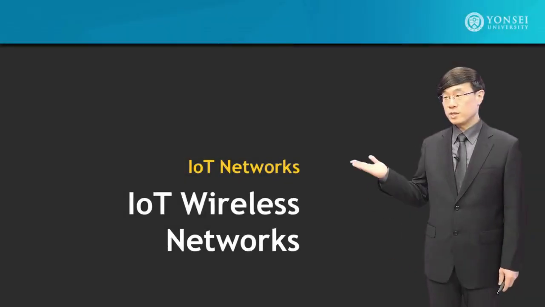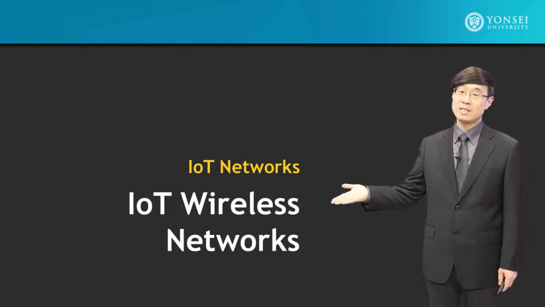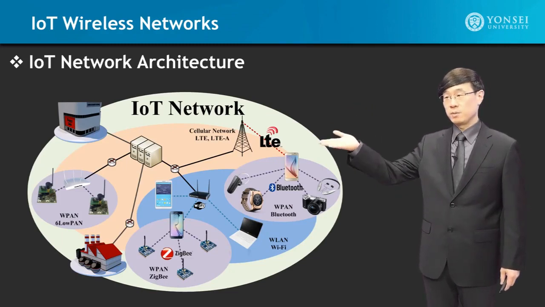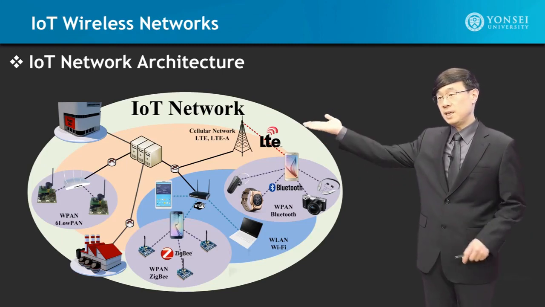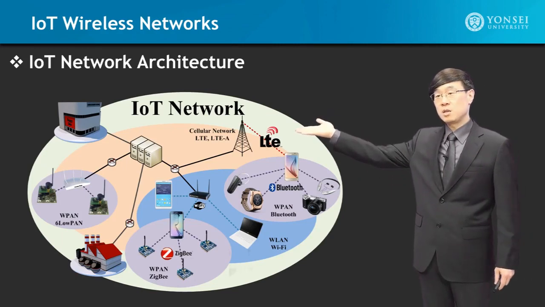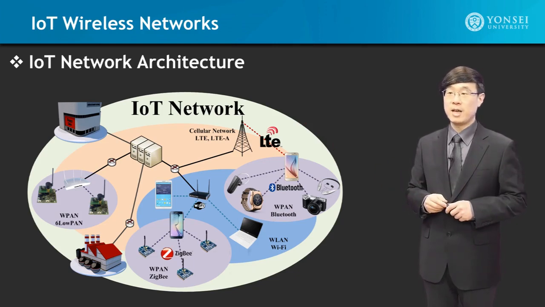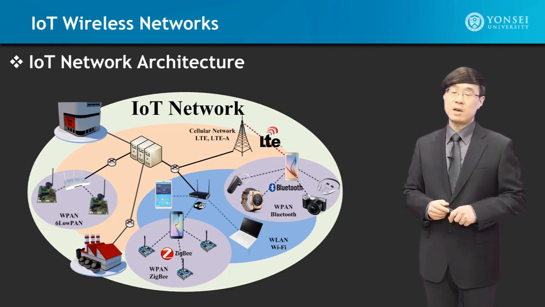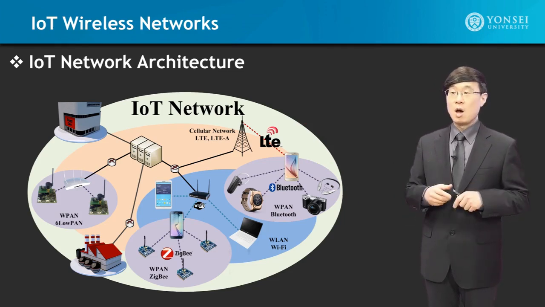In this module, we'll study about IoT networks, starting off with IoT wireless networks. The IoT network architecture can be represented in this type of a form, where you can see the various communication components are connected to some type of building that is connected to the internet.